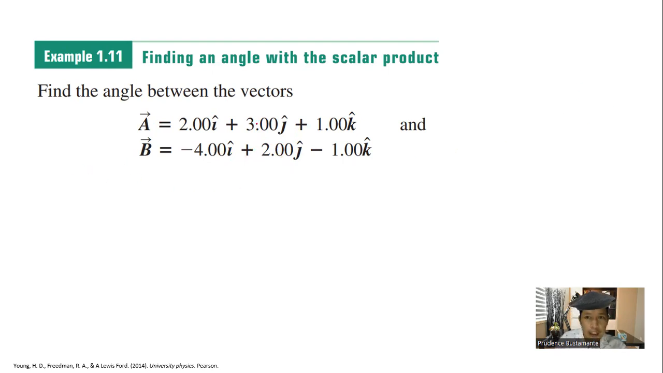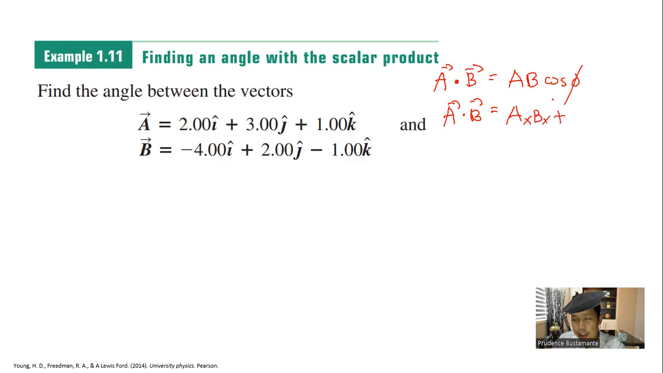So we have our formulas. If you recall, the first is A dot B is equal to AB cosine of phi, where phi is the angle between A and B. And we have the second formula: A dot B is equal to the sum of the products of its components, AX BX plus AY BY plus AZ BZ. So those are the formulas.